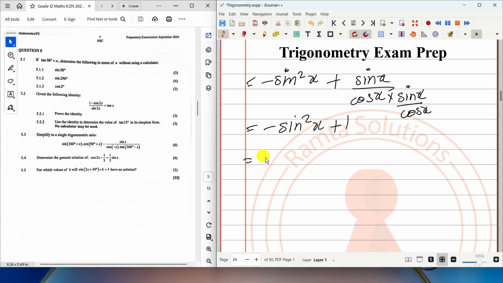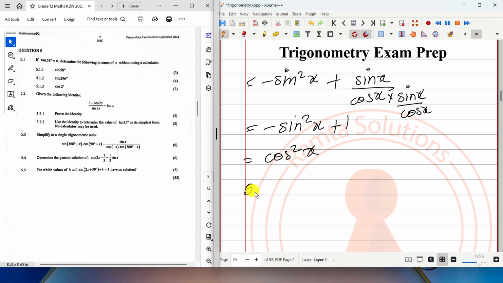Now this looks like we have cos square x. This is a single trigonometric ratio, so we are good.